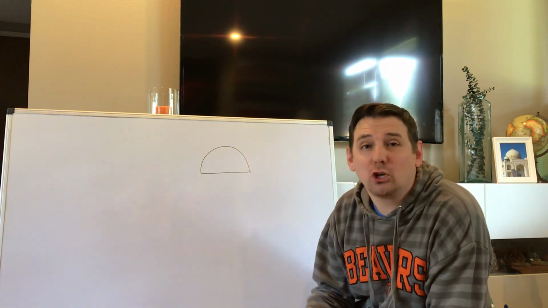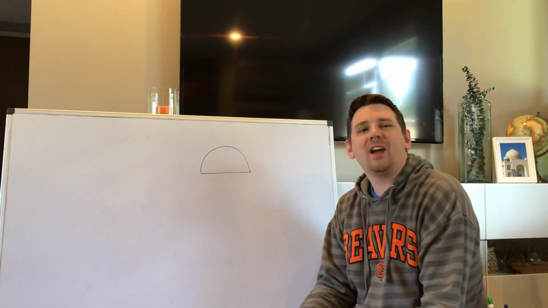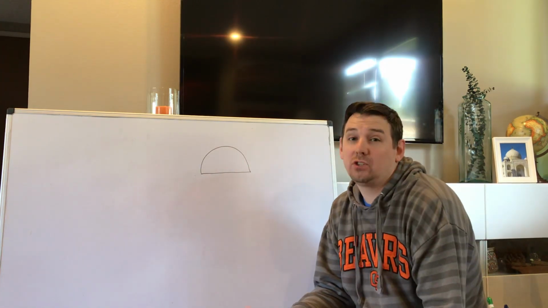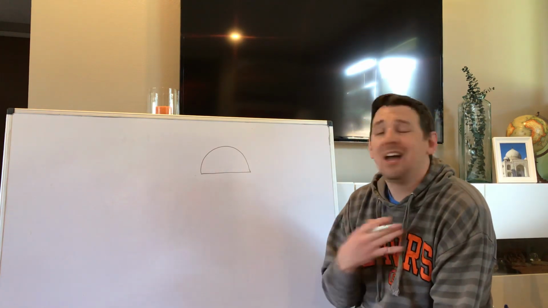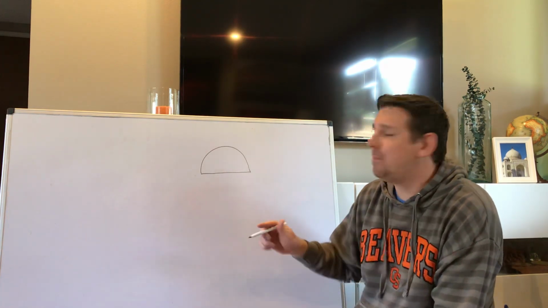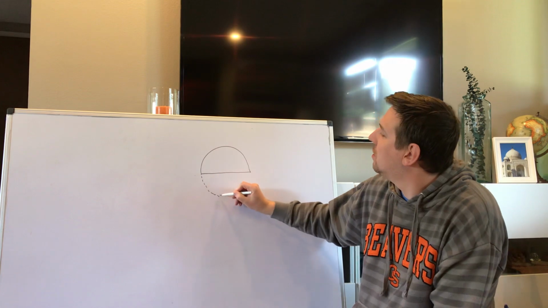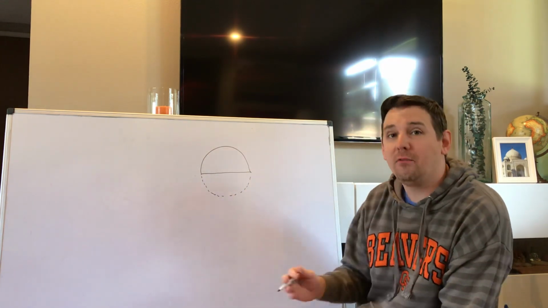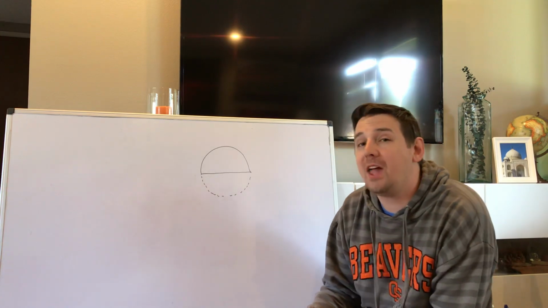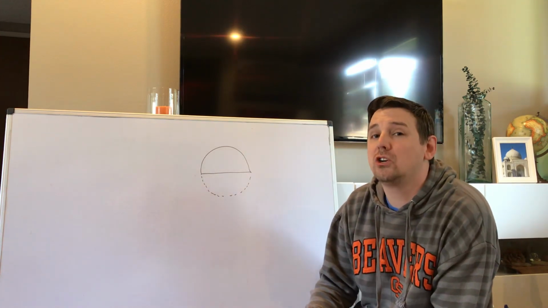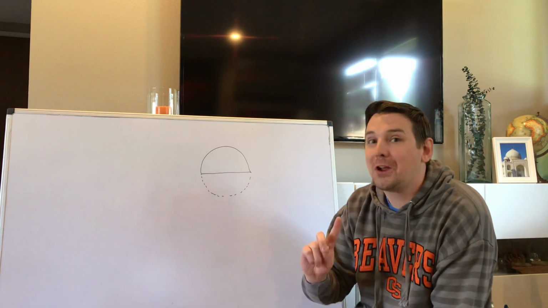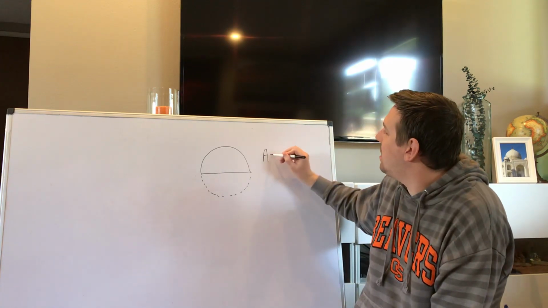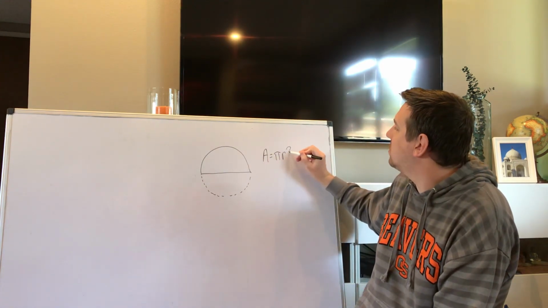This is a half circle. When you're finding the area of parts of circles or curved parts, I like to draw the entire shape itself. There's an entire circle. Now, if you remember, what's the formula for the area of an entire circle? A equals pi r squared.